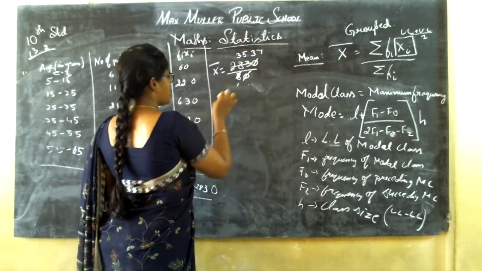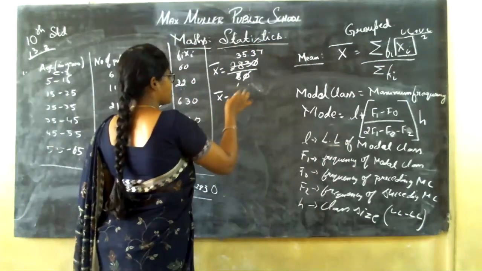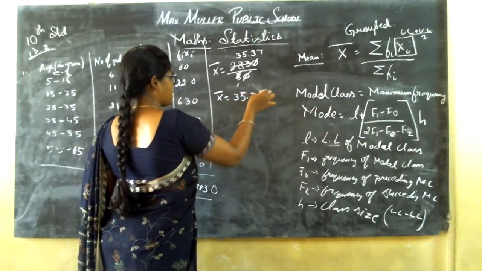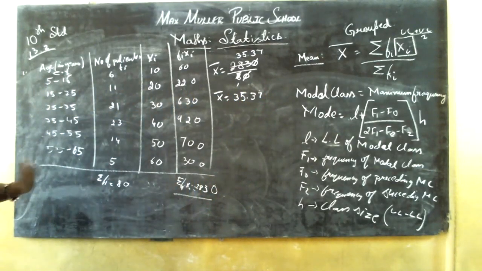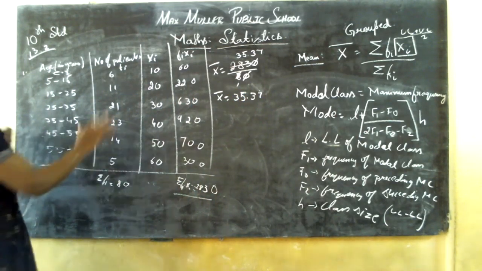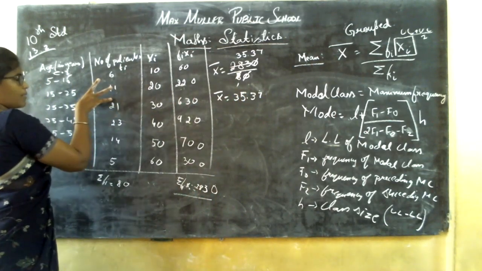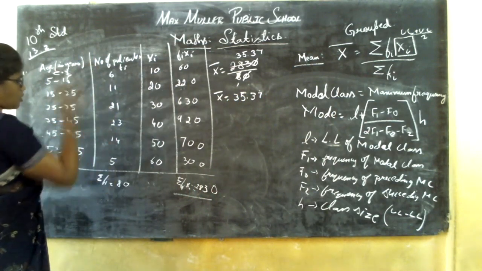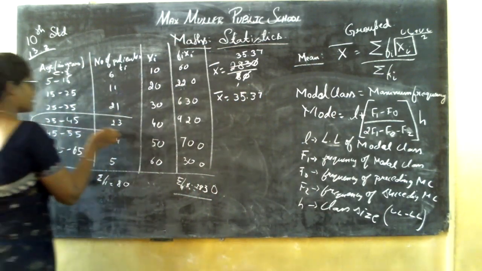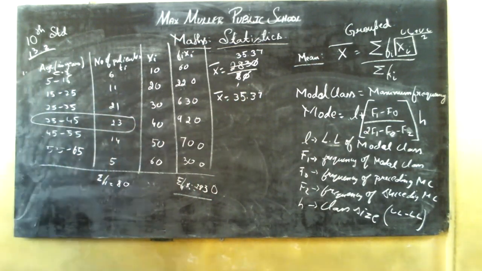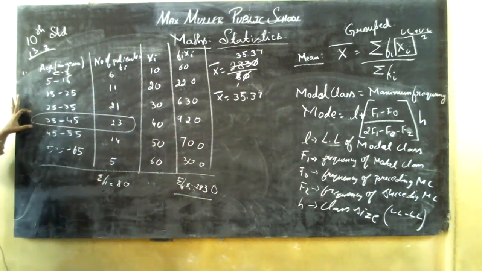Next, this is the x bar. What you get? It is 35.37. Now we are going to find out the mode. How are you going to find out the mode? Now we are going to see only with these two columns of the table. The highest frequency you have here is 23. So this is the modal class.